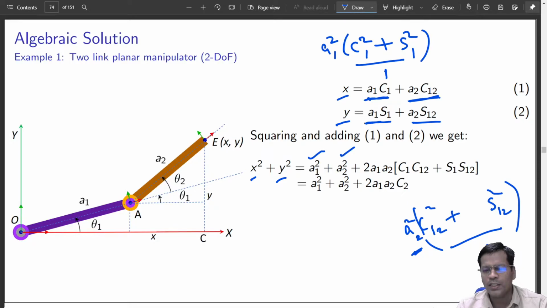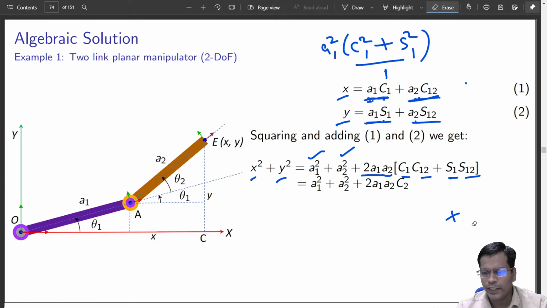Now the combination terms. The next combination term will be 2a1 a2 c1 c12. Similarly, the other will be 2a1 a2 s1 s12. Take common 2a1 a2, and you get c1 c12 plus s1 s12. Is it quite clear? Hope it is clear. Very good, so I will move ahead.